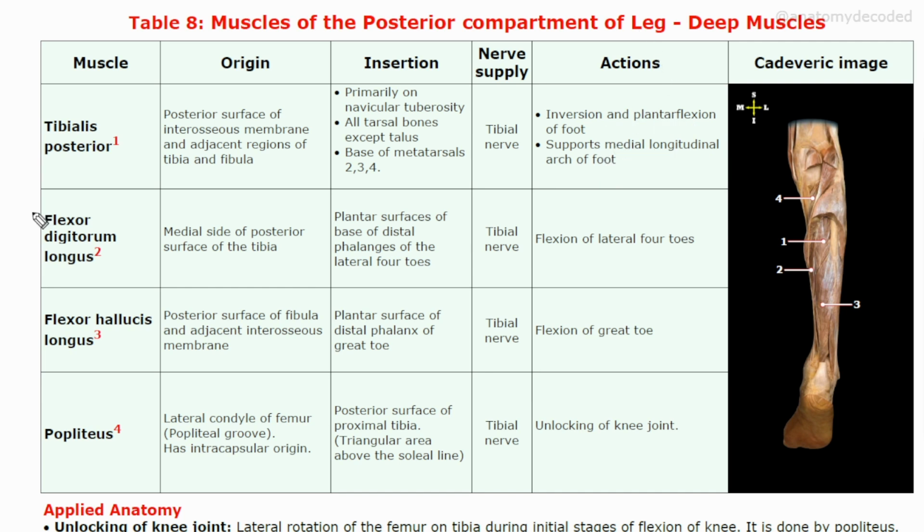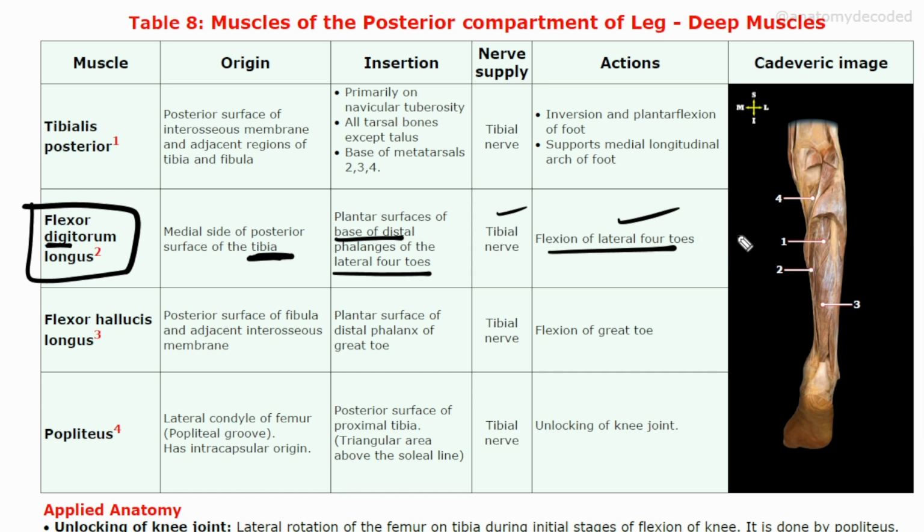Then flexor digitorum longus muscle, arising from the tibia. Digits are lateral, so the muscle will arise from the tibia. And the name is digitorum, so it will go up to the digits: the base of the distal phalanx of the lateral four toes. Nerve supply is the tibial nerve, action is flexion of the lateral four toes.